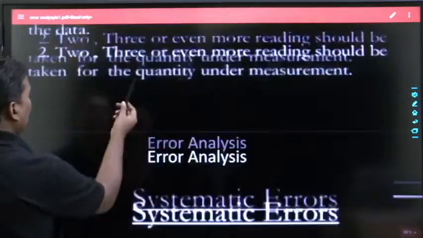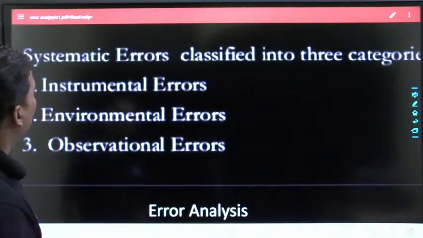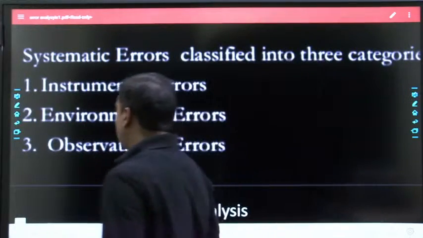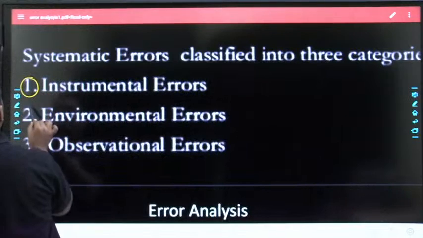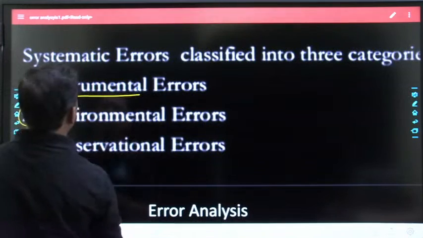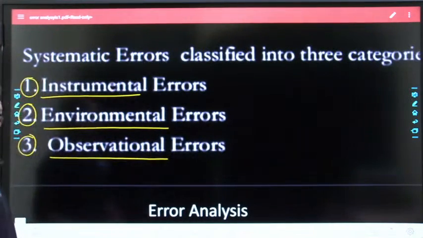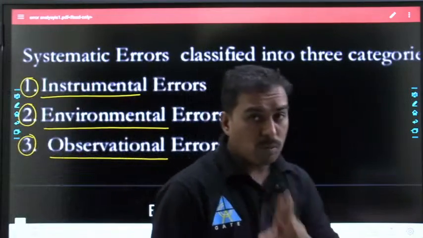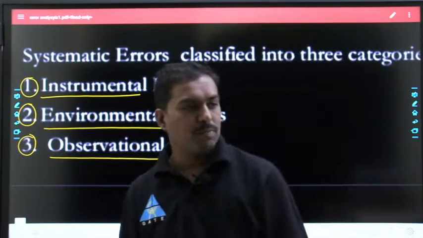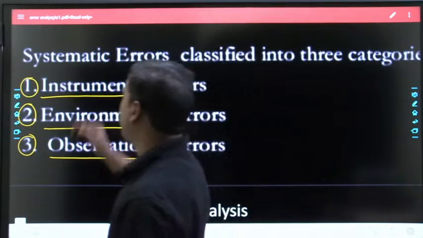Next comes systematic errors. Yeah, this is now beautiful. Systematic errors. There are errors inside the system, right? Systematic errors can be classified into three categories. IEO, remember like that: instrumental errors, environmental errors, observational errors. Clear? These are what we call systematic errors.